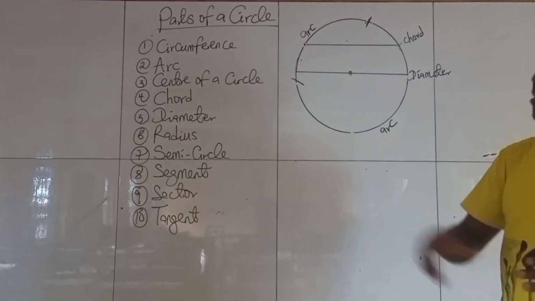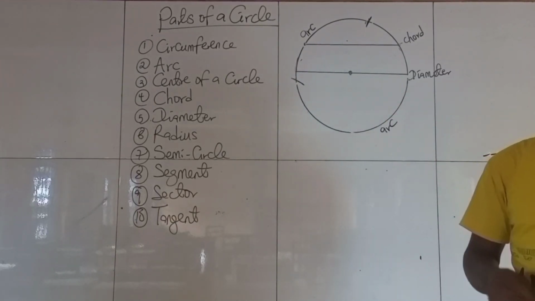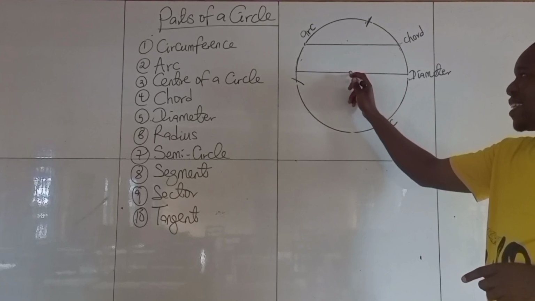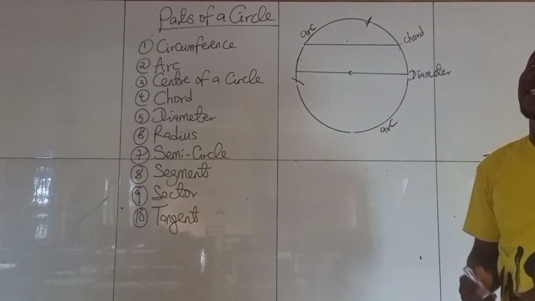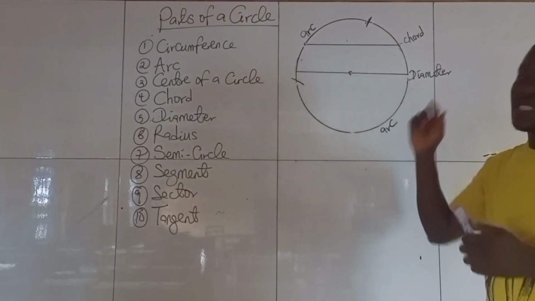But the difference between this chord and diameter is that the diameter must pass through the center of the circle. Of course, the other chord did not pass through the center. So the diameter is a chord that passes through the center of the circle.